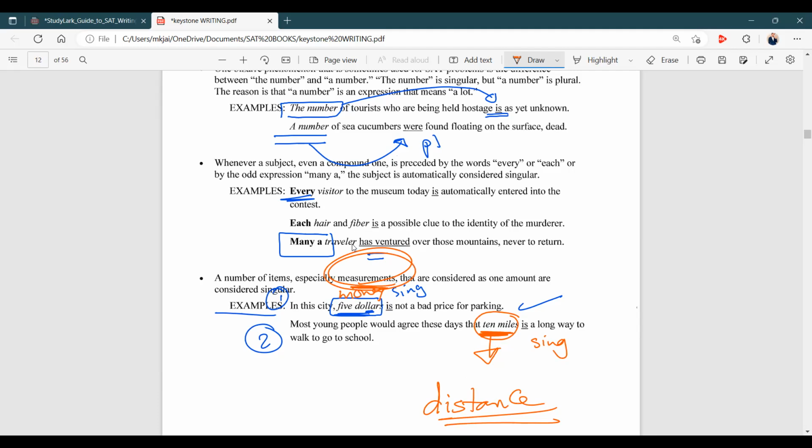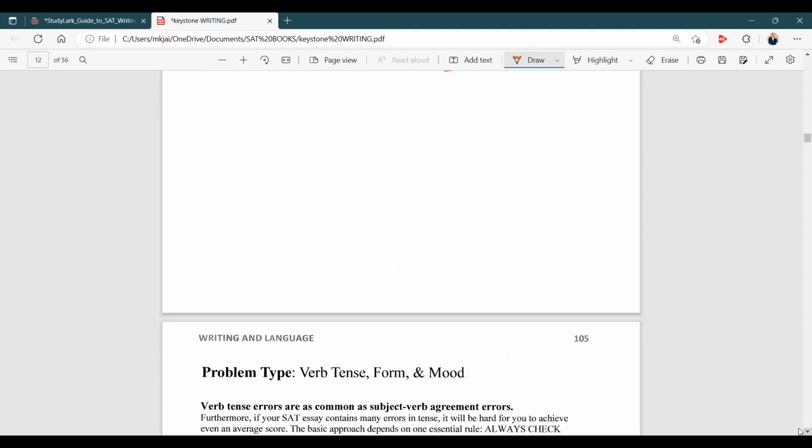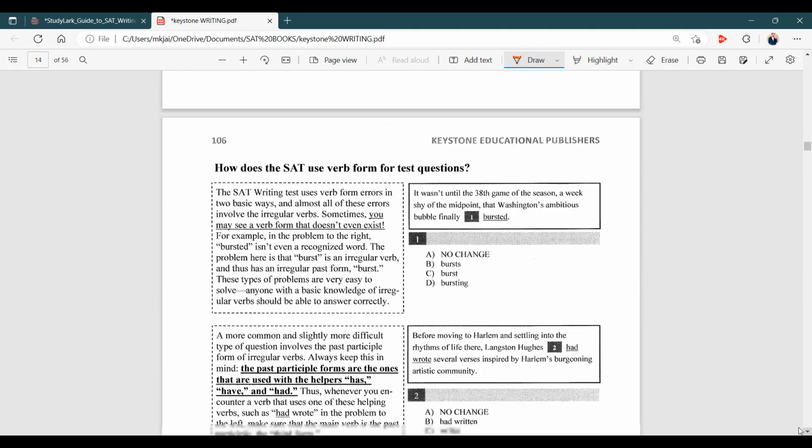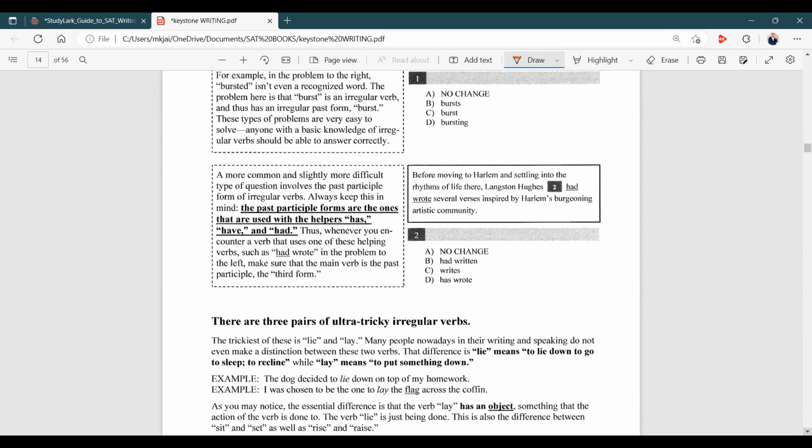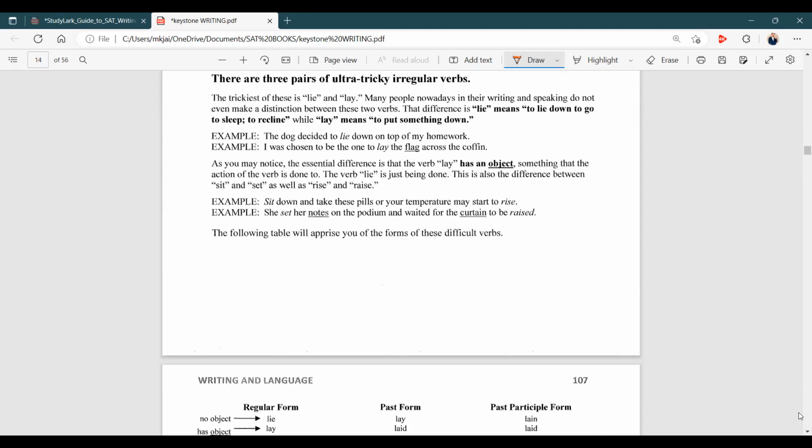So we don't consider the number of the noun that we have or the modifier. What do I have in mind? $5, money. 10 miles, distance. 10 kilograms, that's weight. That's it. Okay, I'm done.